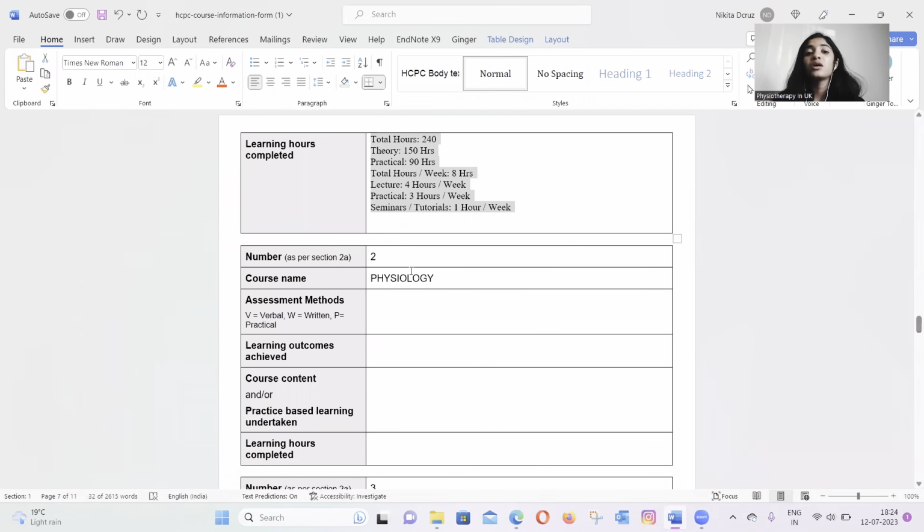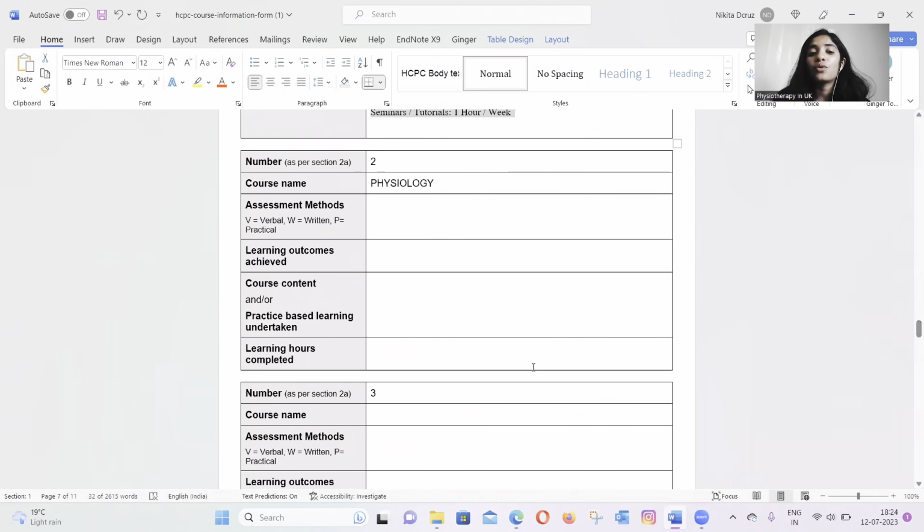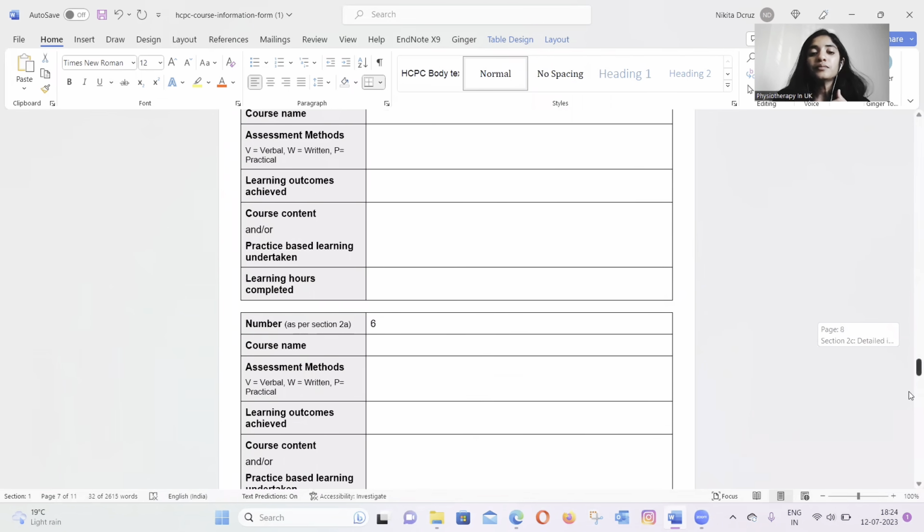Now, this similar thing that we did for anatomy, we would be expected to do for all of your further subjects. So, for example, the second subject that I had included in section 2A was physiology. And that's exactly what I will be filling up my form for from here on. Now, you will similarly go on to do this for the third subject, fourth subject, fifth subject, and so on.